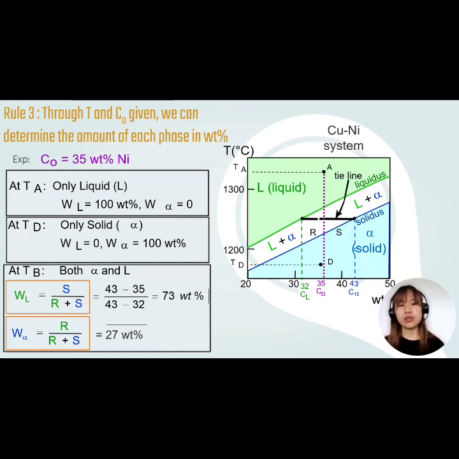the lever rule, where we take the length of the opposite side divided by the total length of the tie line. For example, the percentage by weight of the liquid will be 43 minus 35 divided by 43 minus 32, which gives 73% by weight. And using the same method, we find the percentage by weight of the solid to be 27%.